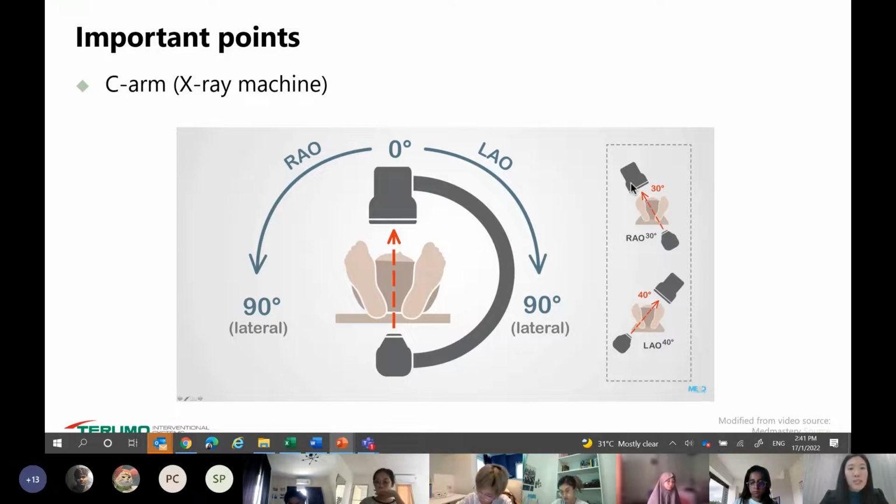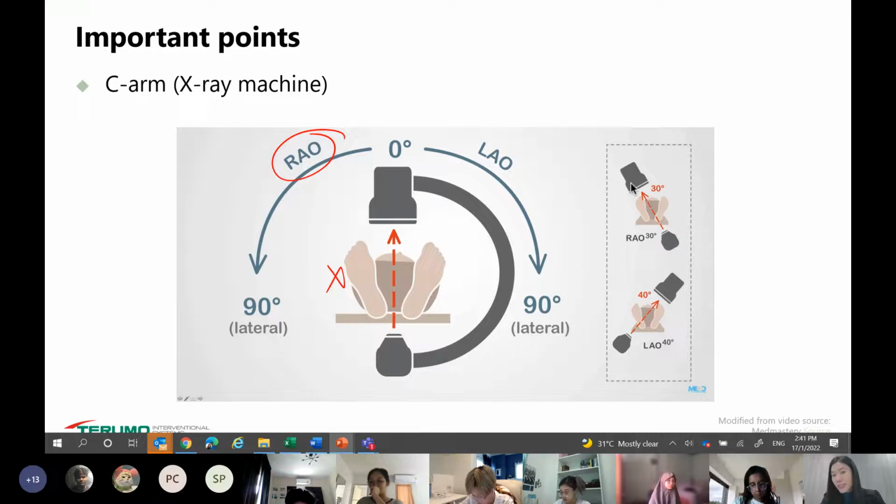Okay, so just now you saw the C-arm moving. It can rotate sideways to the left or to the right of the patient's body to capture the heart from different views. So if the camera is on the right side of the patient's body, this is the right anterior oblique, RAO view.